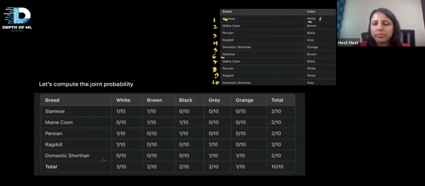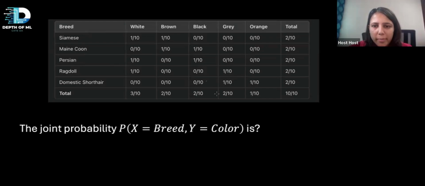Right? What is this? Tell me all, what are these values? 2 by 10, 2 by 10, 2 by 10. These are marginal probabilities, right? And we are calculating the joint probability distribution of these two breeds. Oh, sorry, these two random variables. Agreed?